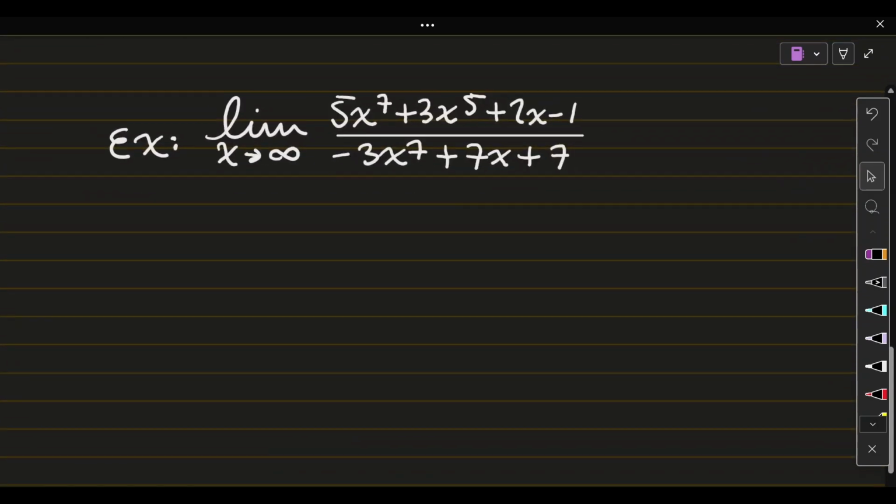Okay, let's look at this one. So 7 is my degree in the numerator, 7 is my degree in the denominator. Right, we're taking the limit as x goes to infinity. Very important that we note that we're taking x going to infinity and not x going to a finite number.